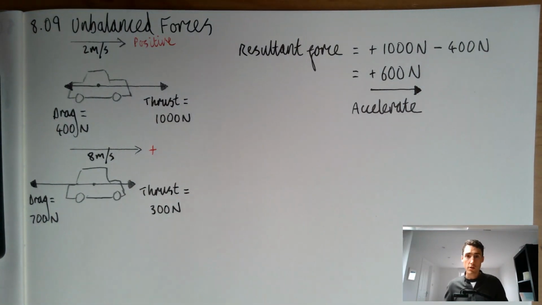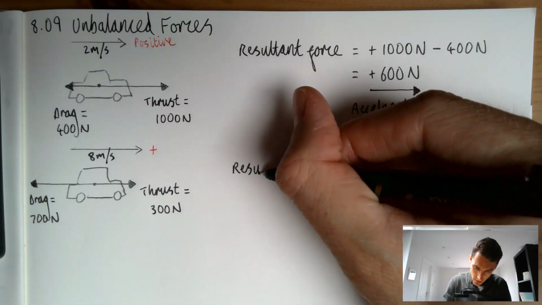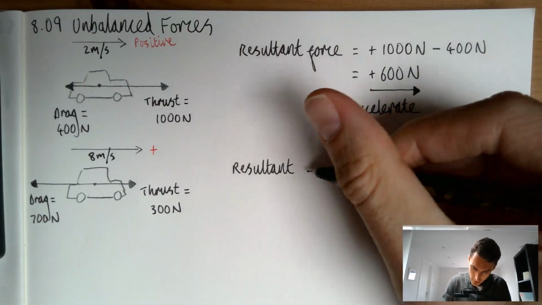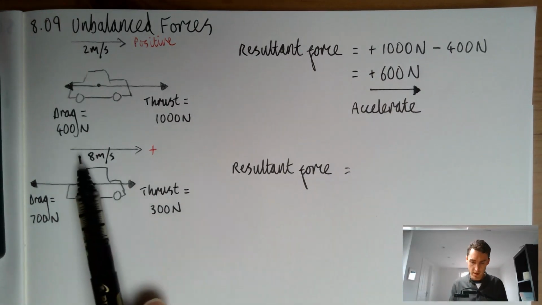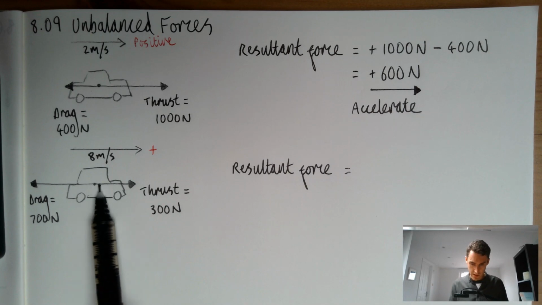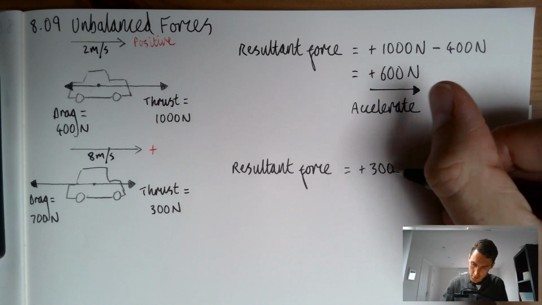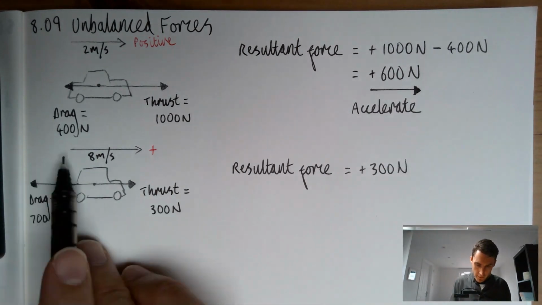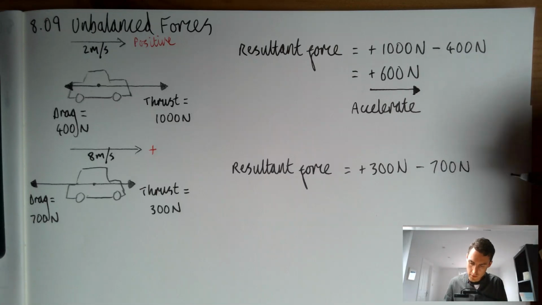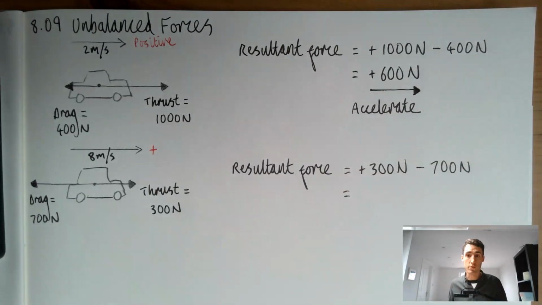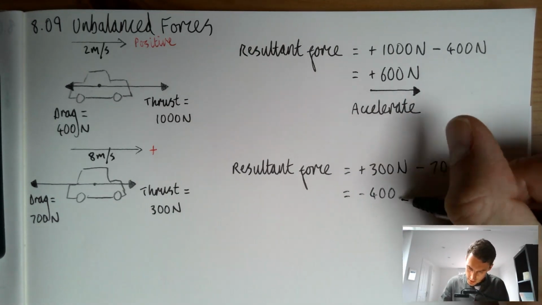And again, all we want to do is just model our resultant force calculation. So we're going to say resultant force equals, I'm going to go through the same thing. This direction is positive, so that's in the same direction, so that must be plus 300. That's in the opposite direction to my positive, so that must be minus 700. Therefore, my resultant force is 300 minus 700, which is minus 400 newtons.